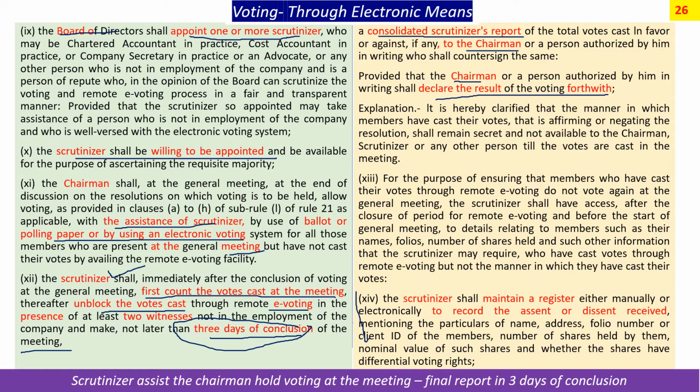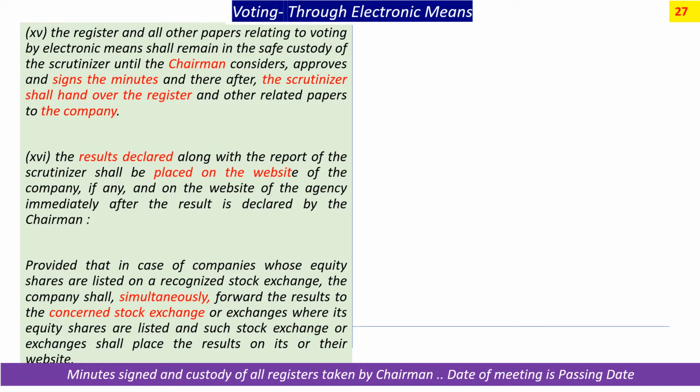And the scrutinizer will maintain the register to record all the assents and dissents, or the votes actually received on the system, as a part of record of the company. And the result as given by the scrutinizer to the chairman will be filed along with the minutes which are signed by the chairman, and the results declared will be placed on the website, and it will all be sent simultaneously to concerned stock exchanges.